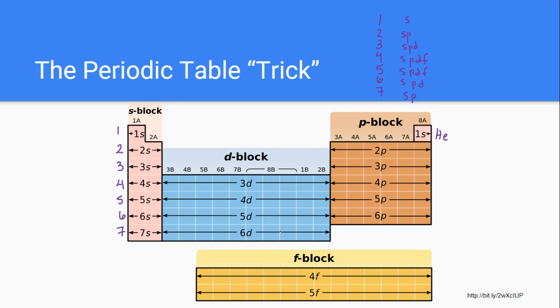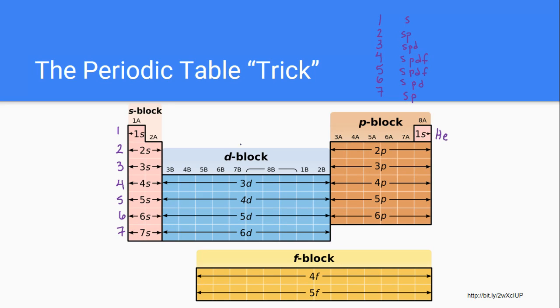In other words, instead of this being 4D because it's in the fourth row, you see on the fourth row we have 4 S's and 4 P's. This isn't the 4Ds, it's 1 less, it's the 3Ds. The fifth row, the 5s, it would be 4D. The sixth row would be 5D, and the seventh row would be 6D.